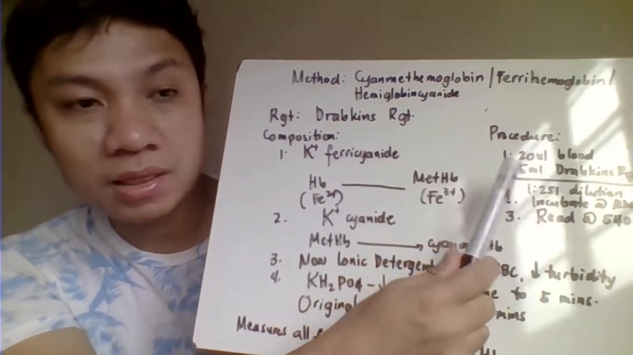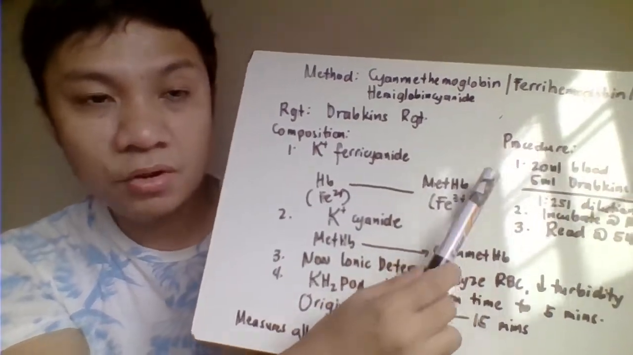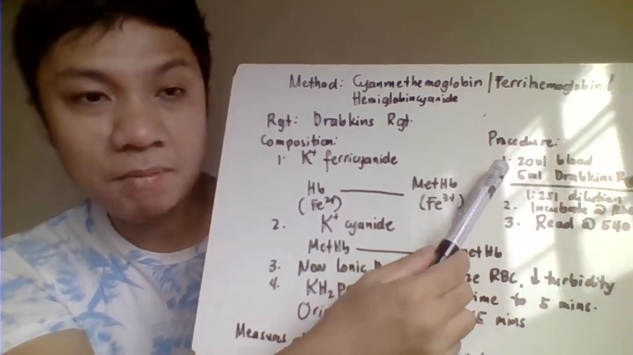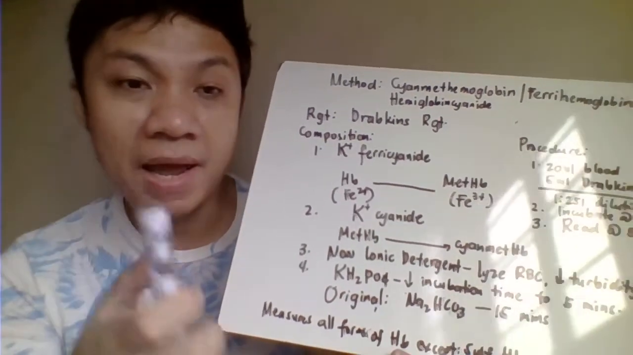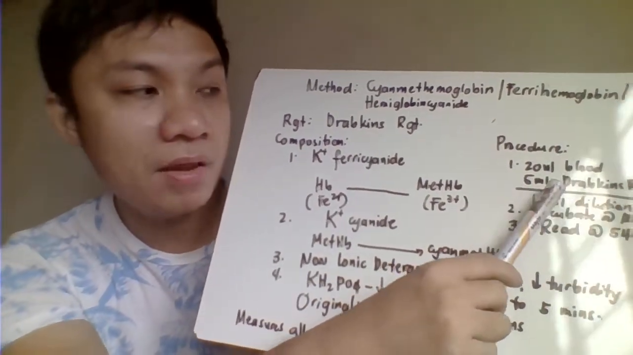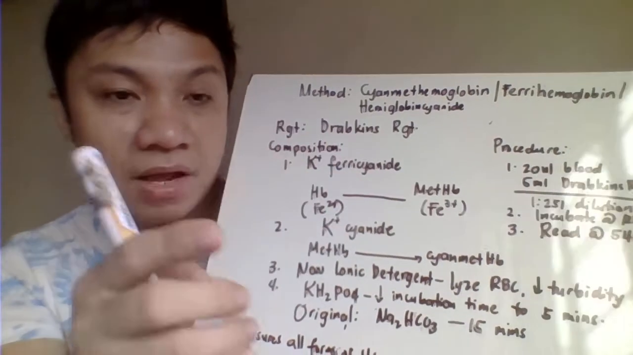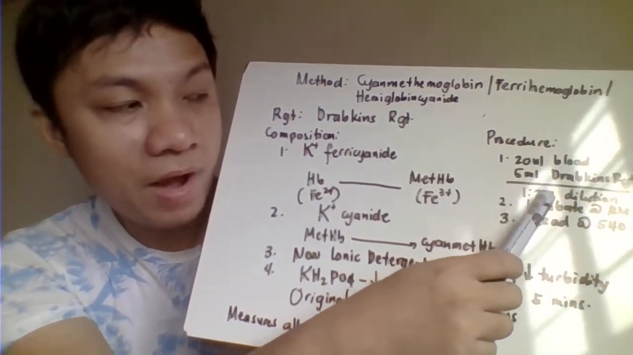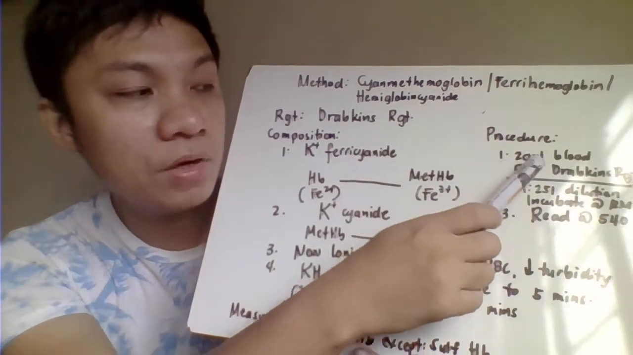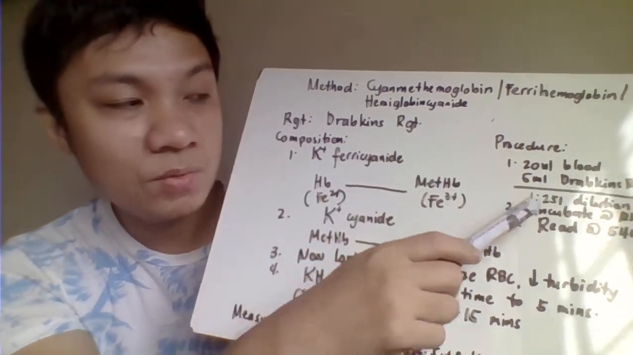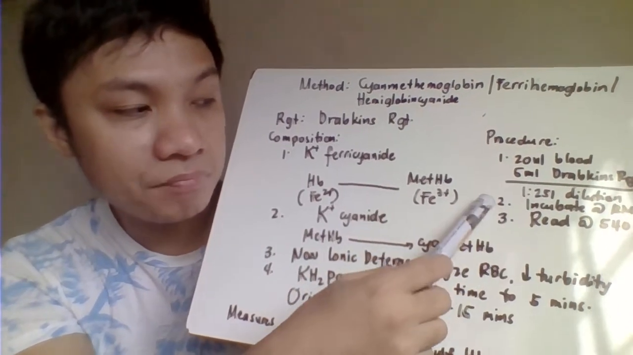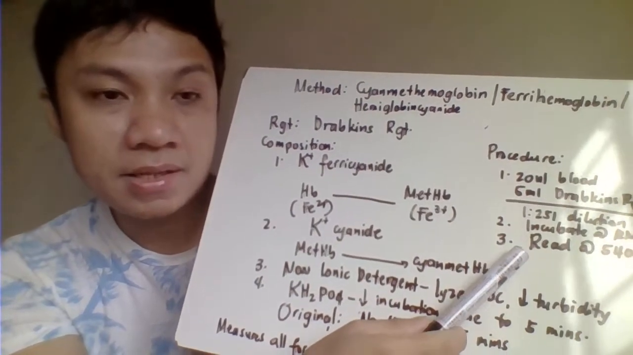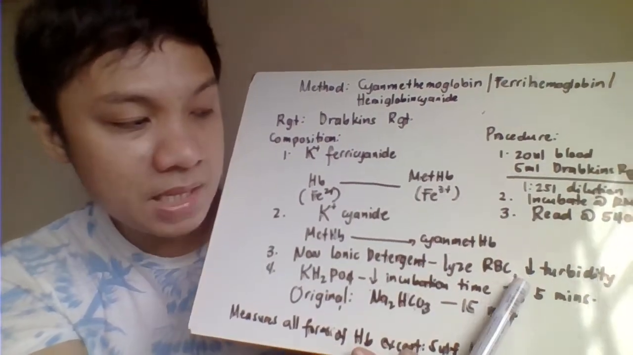So just need to have your 20 microliter of your blood. You can use your hemoglobin pipette in order for you to have this 20 microliter of the blood, or you could have your micropipette. Then you add 5 ml of your Drabkin's reagent. You try to mix by inversion. Okay, this gives you a 1:251 dilution. 20 microliter, 5 ml. Okay, that's 1:251 dilution. Okay, then try to incubate at room temperature, and try to read the result after 5 minutes.